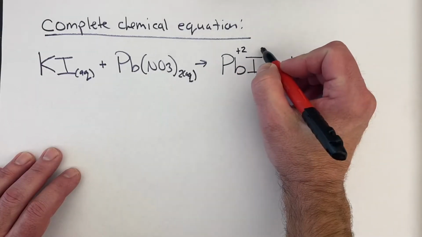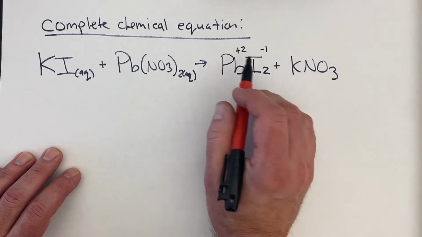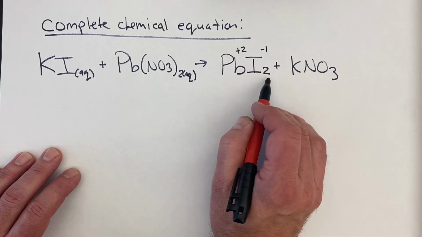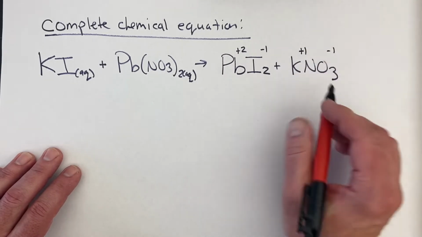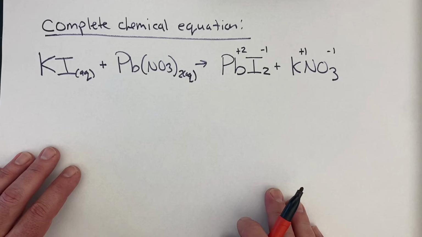In this case, lead is a +2 charge and iodine is a -1 charge, so a 2 and a 1 balance with a 1 and a 2. That's why the subscript 2 went there. And potassium is +1 and nitrate is -1, so they already balance out and I don't need any subscripts.